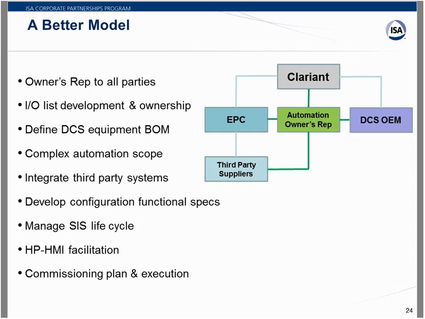High performance HMI, high performance graphics facilitation. So again, the DCS OEM was responsible for the configuration of the graphics, but to make sure what was specified followed good industry practices, best practices with regards to high performance HMI, the automation owner's rep did that. And that was in the form actually of sketches to make sure that the overall graphics layout and that the level 2 graphics were designed cleanly, using good principles so the operators could be effective using them.